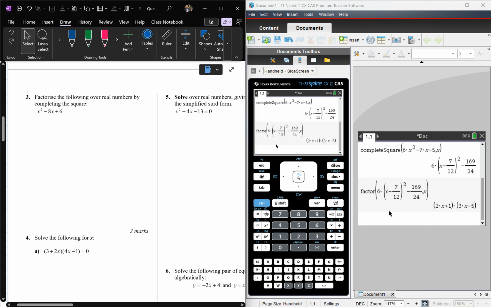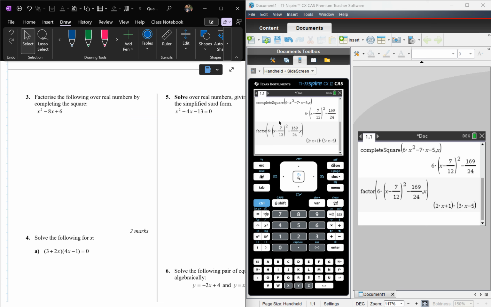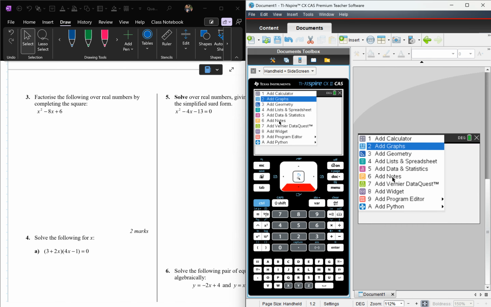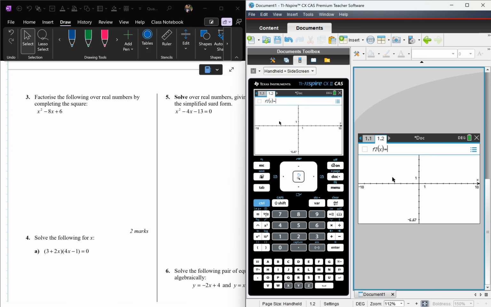All right, what else should you know? Here's another one that sometimes comes up on a SAC and you might have an issue. When you sketch a graph, can you all do Control Doc, add on a graph page? Yep. Add on a graph page. Let's sketch a random graph. I'm just going to make it up. Let's go x squared plus 2x. This is what your graph looks like. So just type it in, x squared plus 2x.